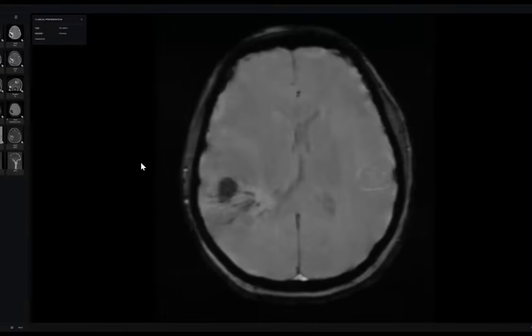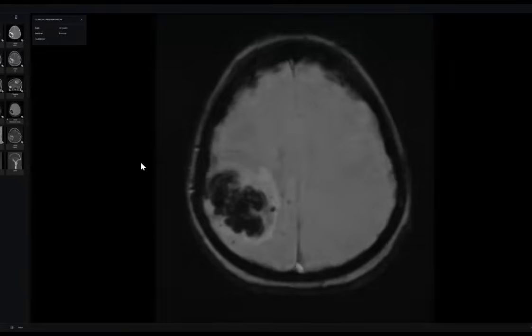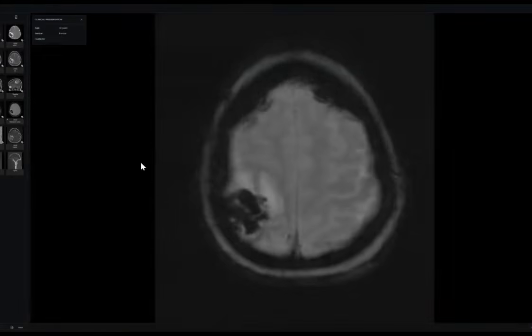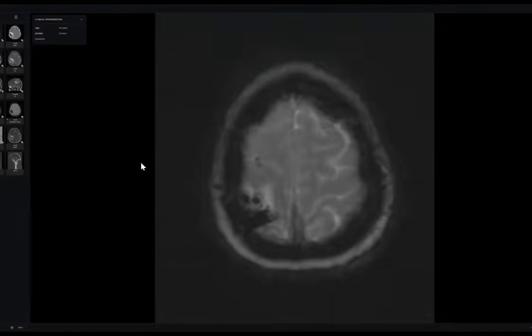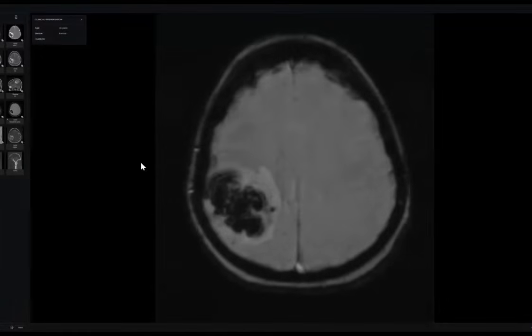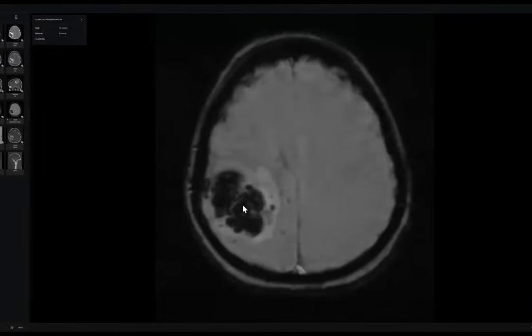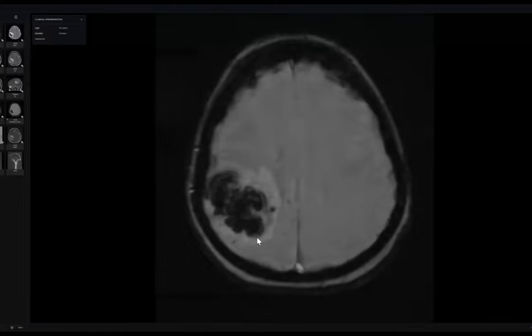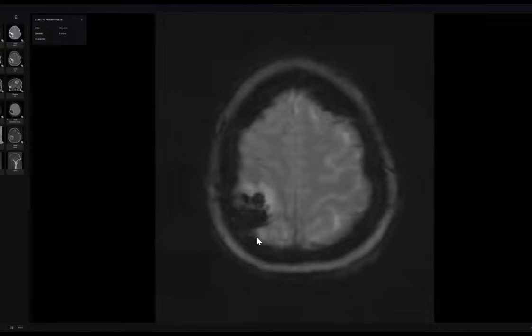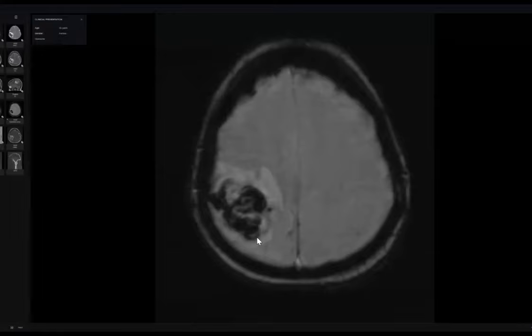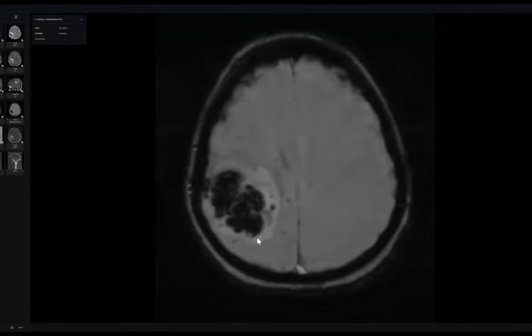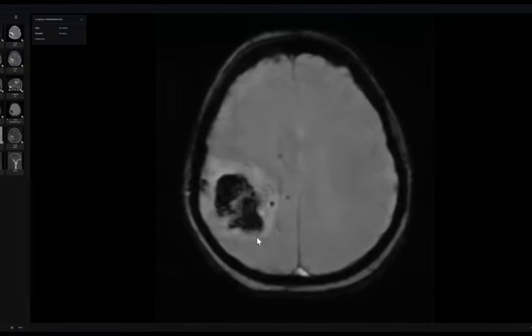And this hemorrhagic content we confirmed here. What is the name of this sequence? SWI. What is the SWI name again? Gradient. SWI, yes. So this is hemorrhagic content surrounded by edema. So what's your final diagnosis? Cortical vein thrombosis with hemorrhagic infarction. Hemorrhagic infarction. Okay.